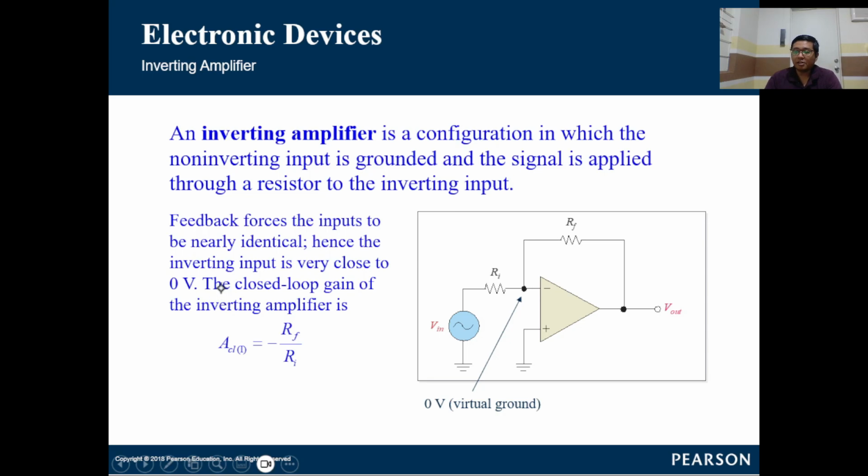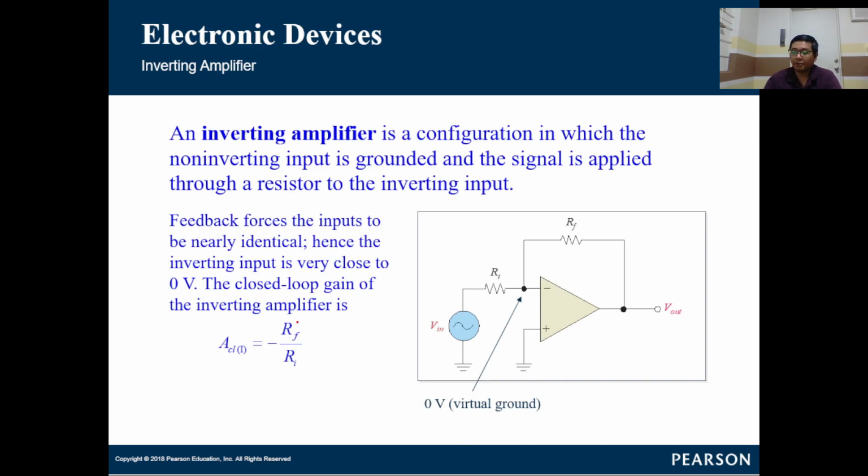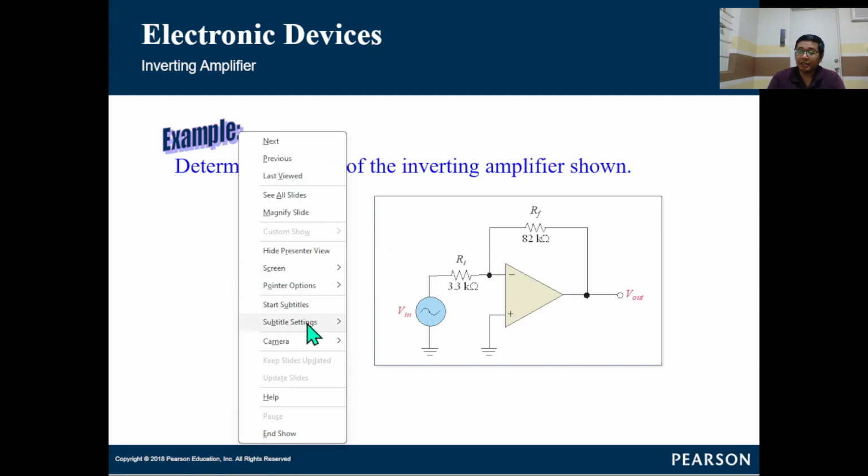So that's the reason why we have an equation for the closed loop voltage gain of the inverting amplifier, which is negative RF over RI. So let us have an example for that. Determine the gain of the inverting amplifier as shown. So we'll first check if it is really an inverting amplifier.